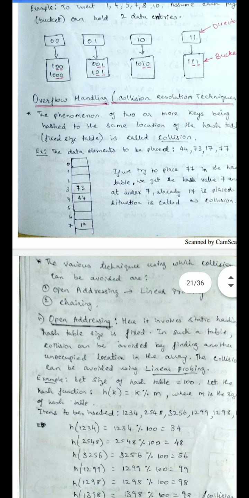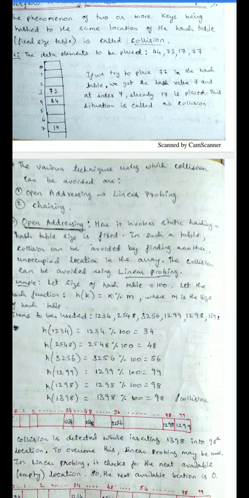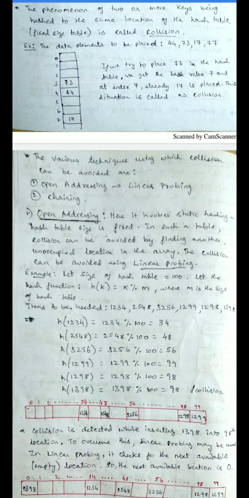Collision can be reduced in two ways. One is open addressing, that is the linear probing method, and the next one is chaining. In the open addressing method, for example, 1298 and 1398 both generate the address location 98, but if 98 is already occupied by one record, then for the next record we search for the next available empty location, and there the record is stored. So 1298 is stored at location 98, and 1398 is stored at the next available address location, that is 0, the 0th location.